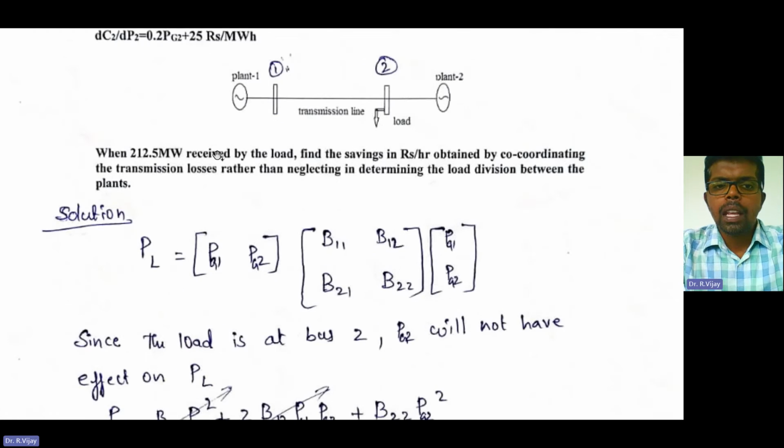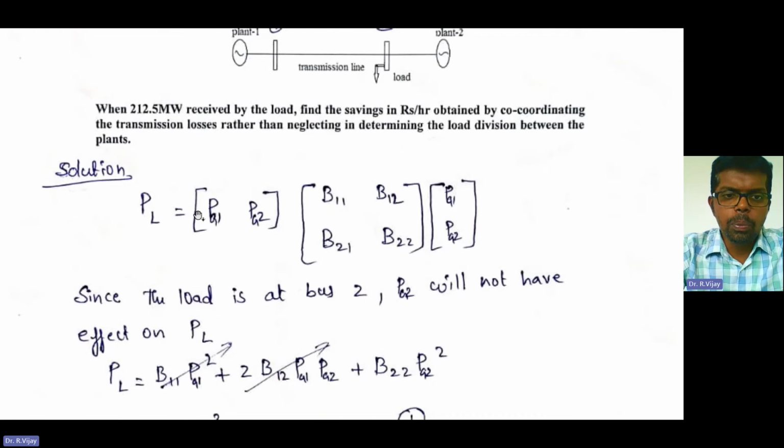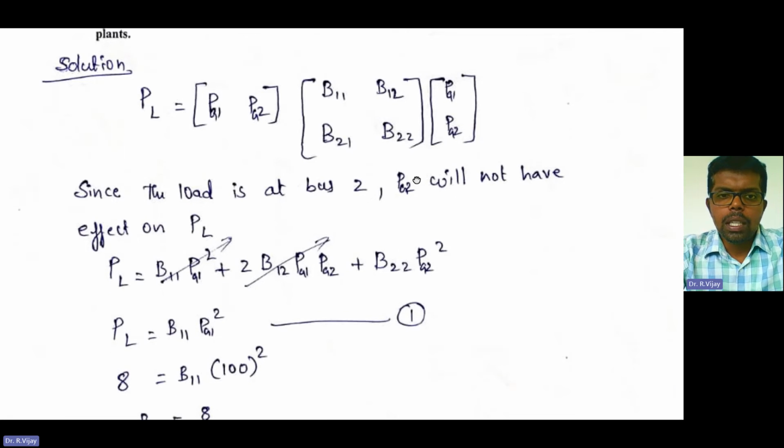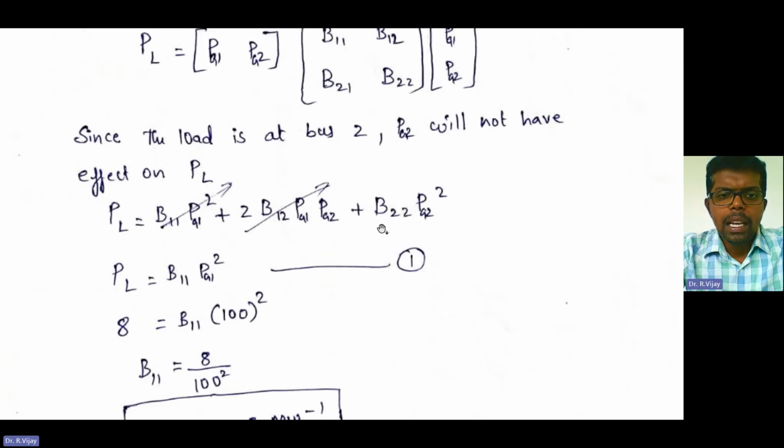The solution, the PL equation formulation: PL is equal to [PG1 PG2] matrix into B11, B12, B21, B22 into PG1, PG2. We need to just multiply this. Since the load is at bus number 2, PG2 will not have an effect on PL, so this we need to neglect. Actually, this was wrongly neglected; so this you need to neglect. So PL is equal to B11 into PG1 squared. Take this as equation number 1.